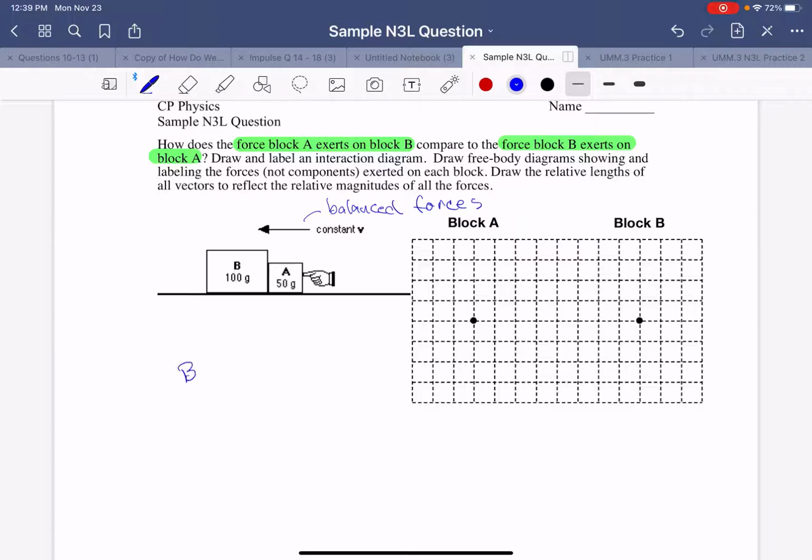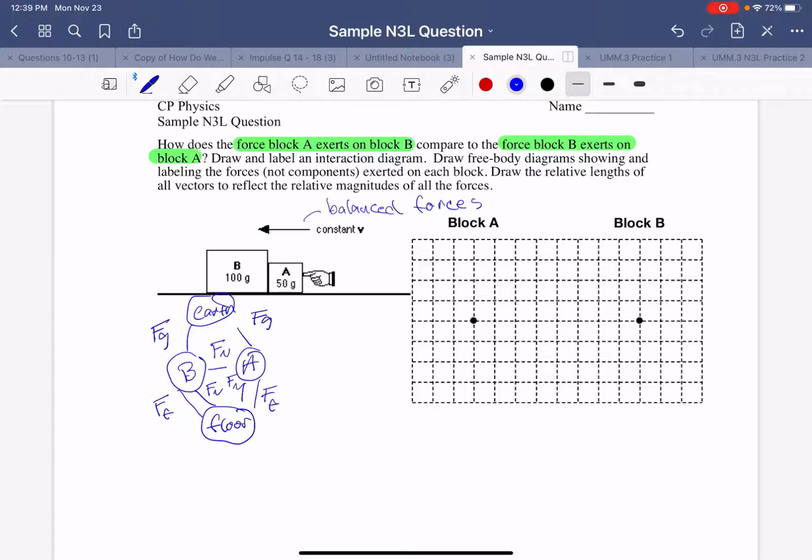So I have block B interacting with block A with the normal force. They're both interacting with the floor. It doesn't say there's no friction, so I'm going to put a friction force and a normal force for each block. And they're both interacting with the earth. So there's the interaction diagram.